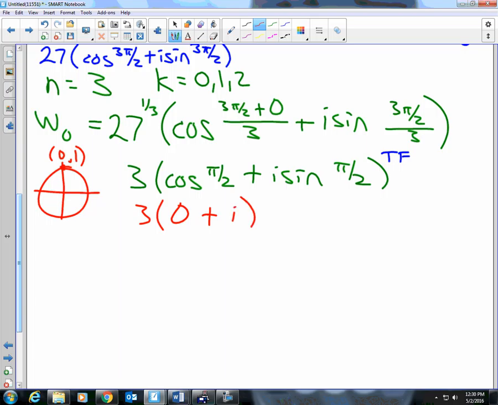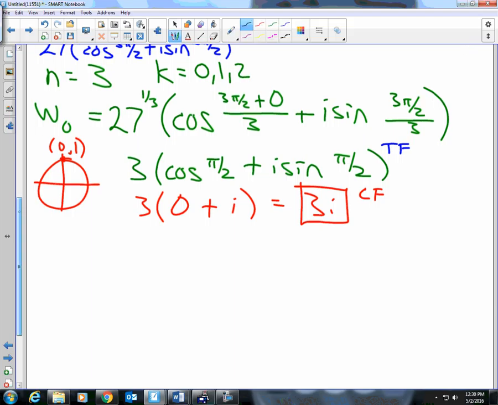Let's distribute. 3 times 0 is 0. 3 times i. That is the complex form. So, as you can see, Sean said right away that one of the solutions would be 3i. This is the trigonometric form. This is the complex form. The complex form will not always reduce that nicely. After you see one example, the rest follow suit.